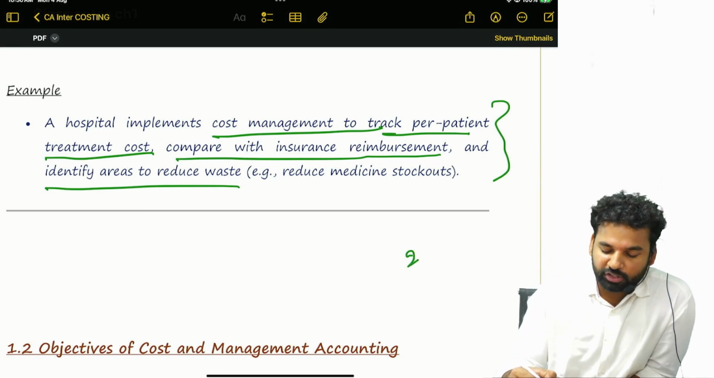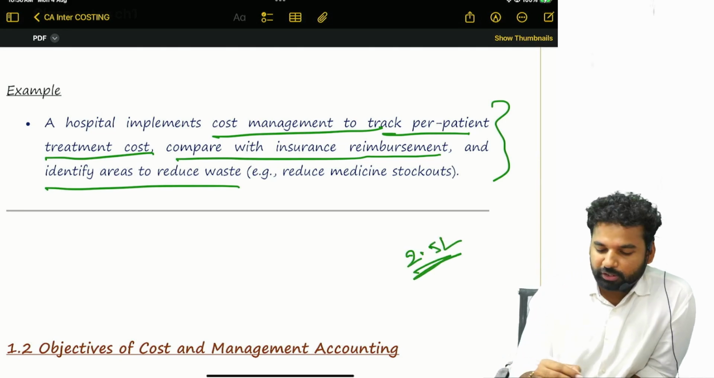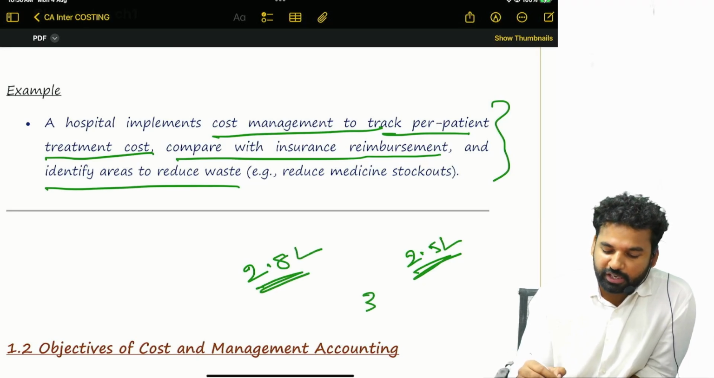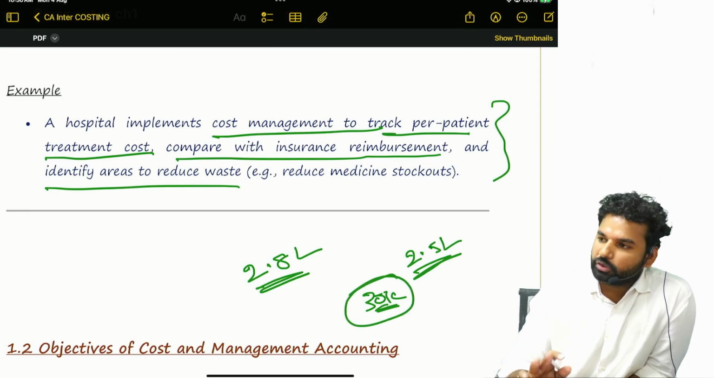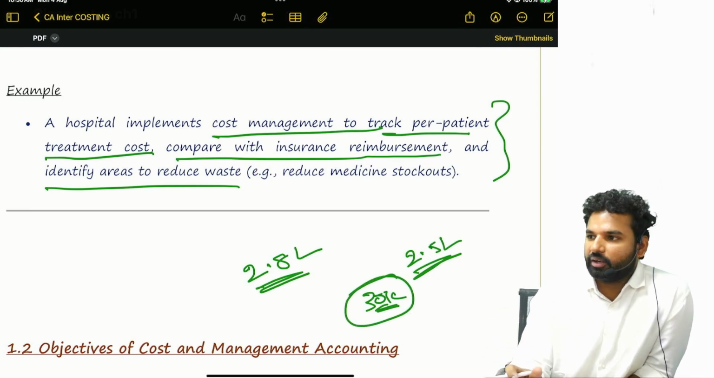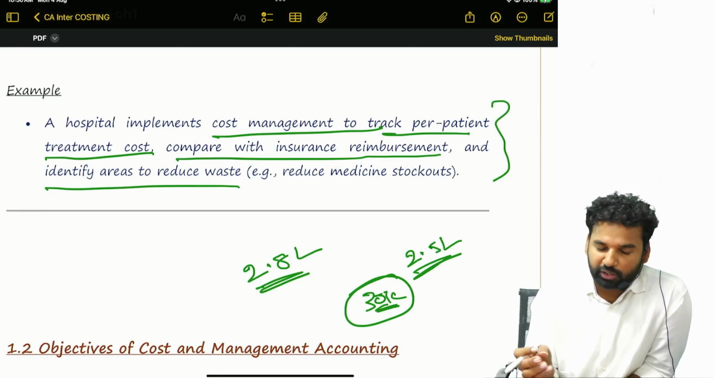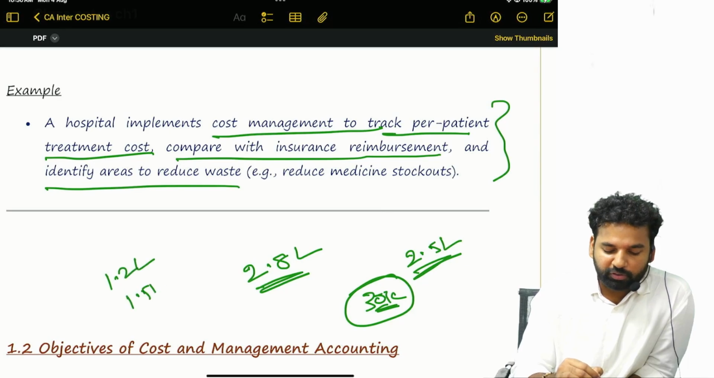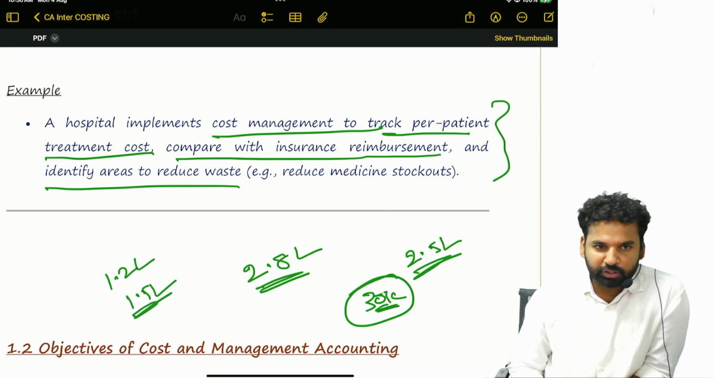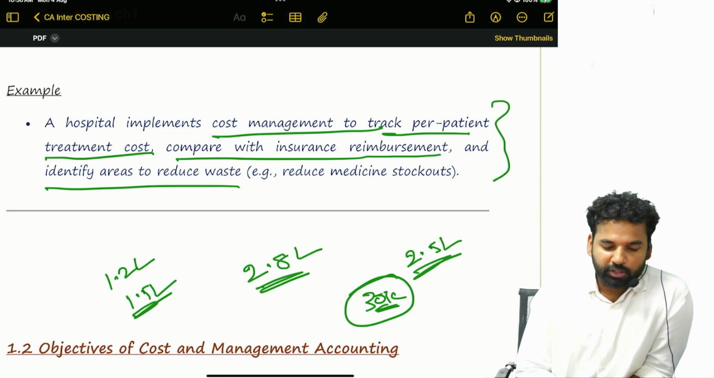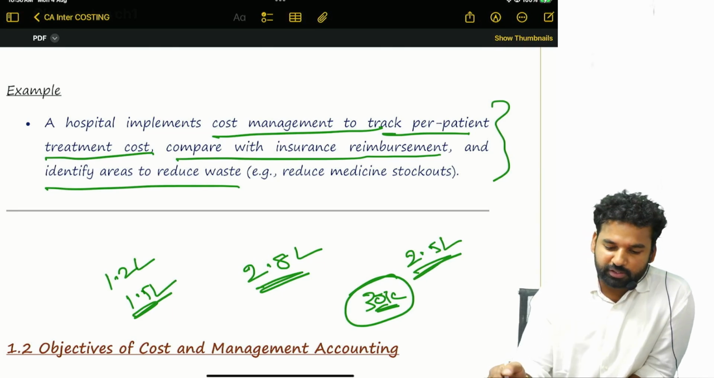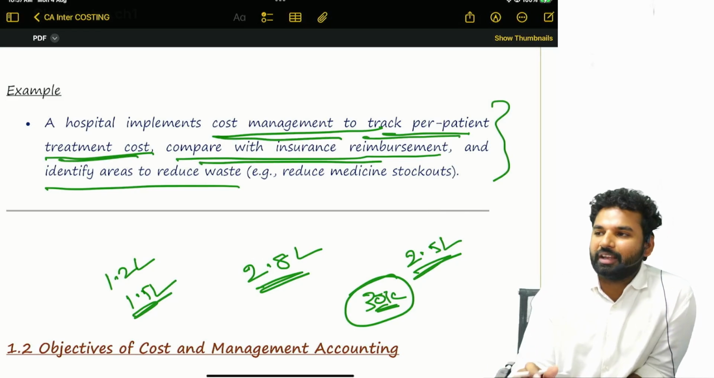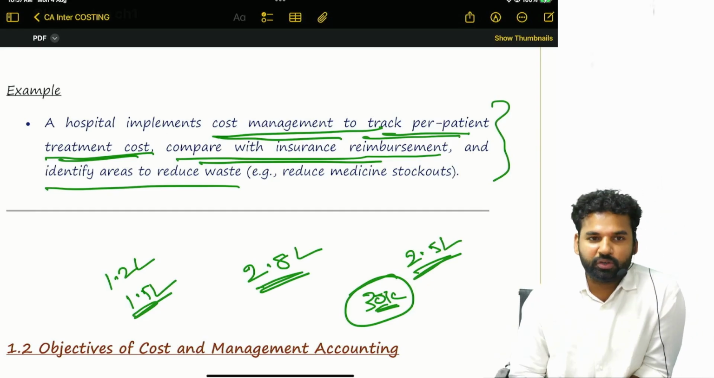So let's say he is having an insurance coverage of 2.5 lakhs. Okay, the bill will be 2.8 lakhs. Okay, so after covering the insurance, they will charge again 30,000 rupees to the patient. Okay, so if the same kind of treatment, so if they want to undergo in the same hospital without insurance, if they go, means it will be 1.2 lakhs or 1.5 lakhs. This is true. This is actually happening practically. Okay, so likewise they also do cost benefit analysis. So how they will do cost management to track per patient treatment cost, compare with the insurance reimbursement. Okay, and identify the areas to reduce the waste.